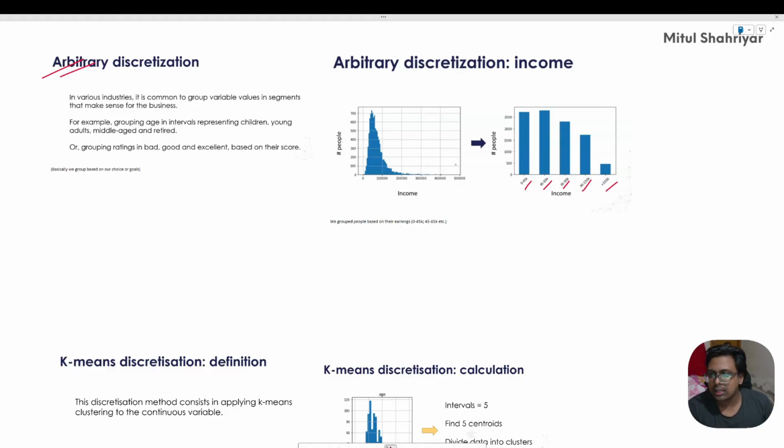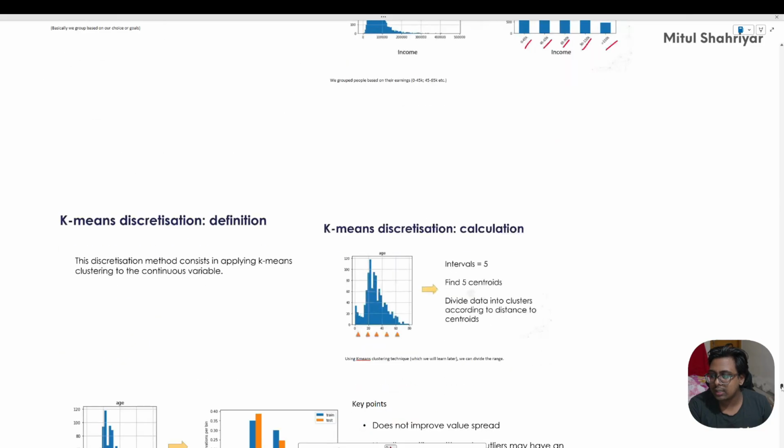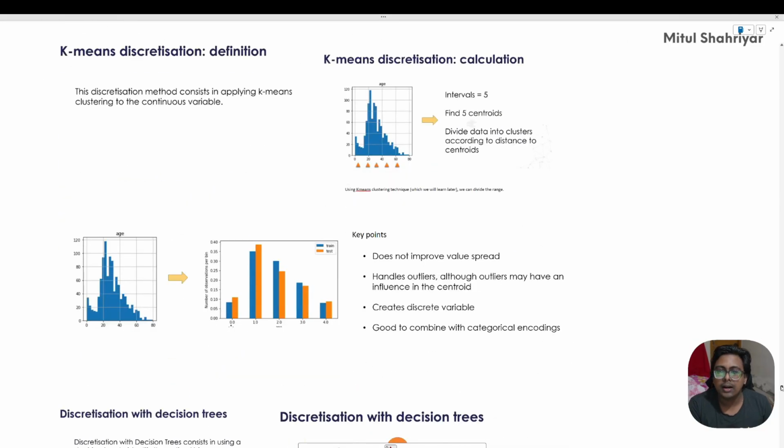Again, you can see the discretization has been done, but it totally depends on the scenario. Maybe for this income, as you are from the bank, this is what you have done, but it totally depends on the scenario and how you want to do that. Maybe other factors could have been there as well. Okay. There's another thing which is K-means discretization, and this is something you may have learned about, the machine learning technique.